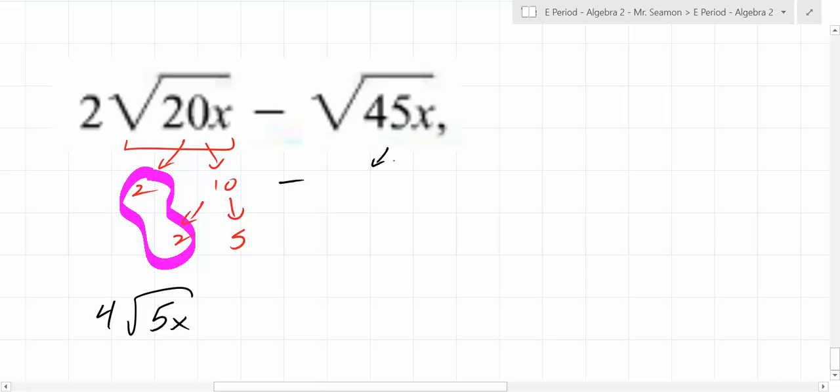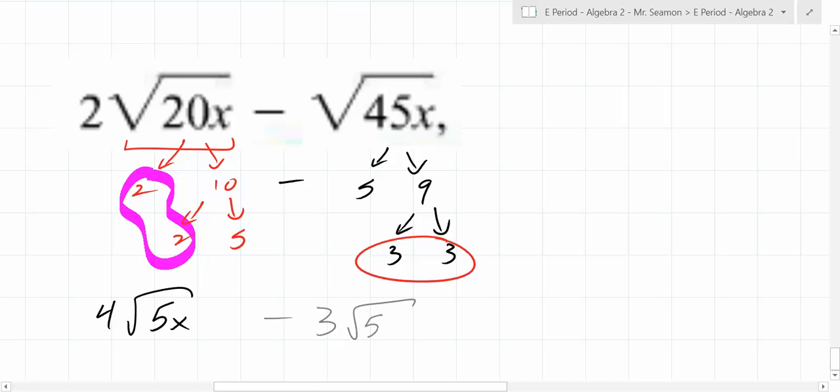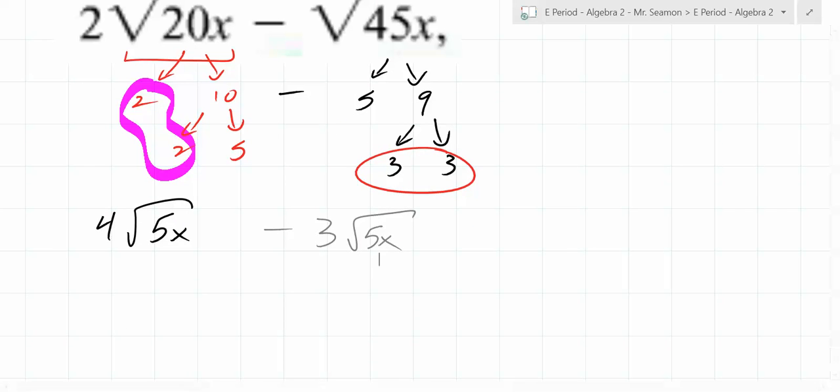Minus, well, what can we pull out of 45? Well, 5. Pull out the smallest things first. 5 and 9, and then what? 3 and 3. Pull out the smallest things if you can. So what can you pull out here? You can pull out 3. So what's it going to be? 3 square root of 5x. Oh, now do we have the same thing under the radical?